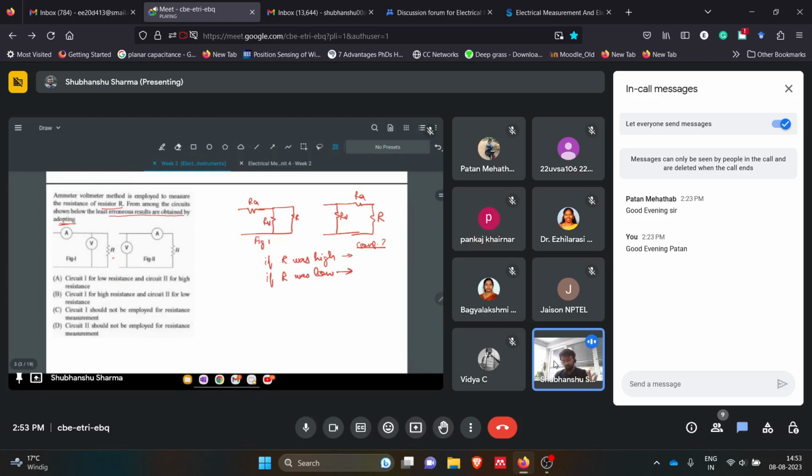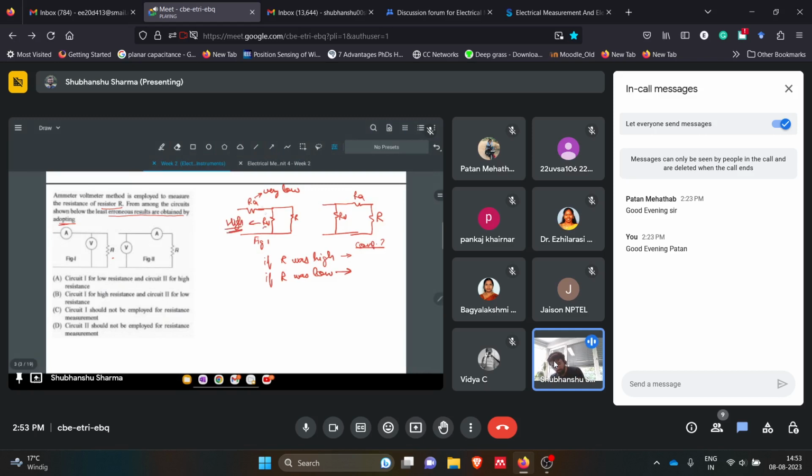So simply, if you go by logic, just remember RA, the ammeter resistance, is very low. Normally it's very low because we add a shunt, and normally the coil resistance of the PMMC meter is very low, and we also add a very low shunt resistance in parallel to this. So normally RA, the equivalent ammeter resistance, is very low. And normally the voltmeter resistance is very high because we add a series resistance in series with the coil resistance. So normally this RV is high.